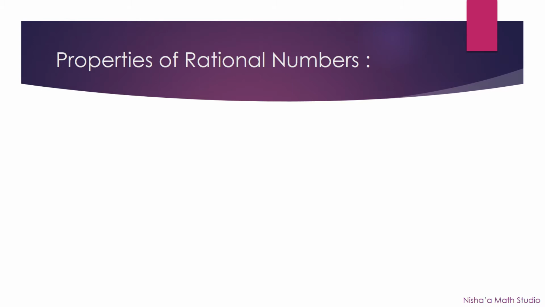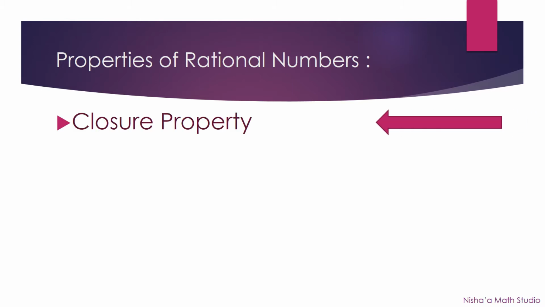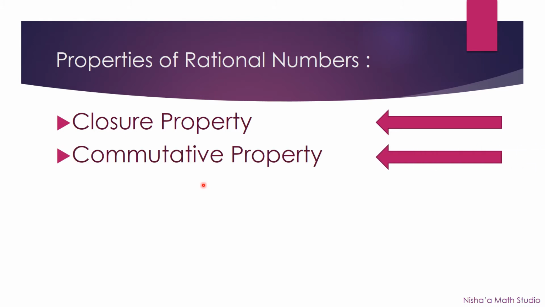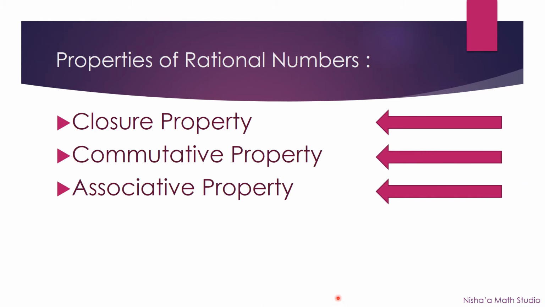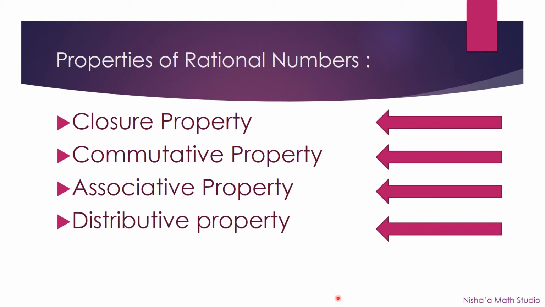Now, properties of rational numbers. The first property is the closure property. The second one is the commutative property, then the associative property, and the distributive property. Whenever we talk about these properties, we talk for addition, subtraction, multiplication, and division. Let's see them one by one. First, closure property.